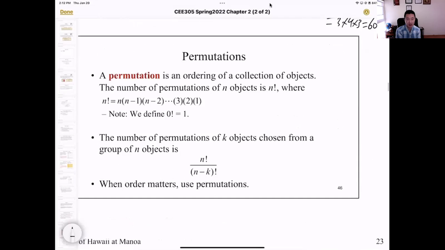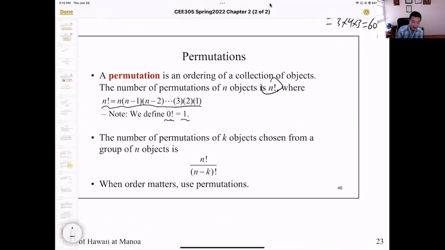So permutation is the ordering of a collection of objects, similar to how we assigned lifeguards to the 3 stations. The number of permutations of n objects is factorial of n, which is equal to this. And of course, factorial of 0 is not 0, it's 1. So that's a special case.